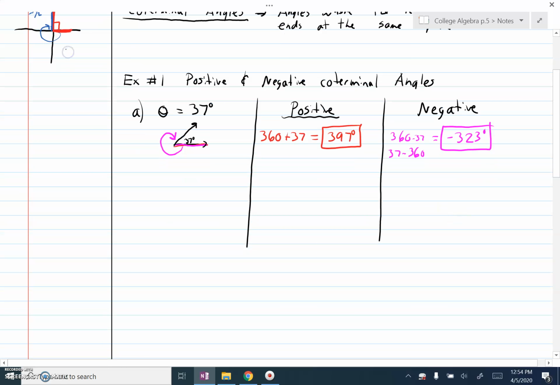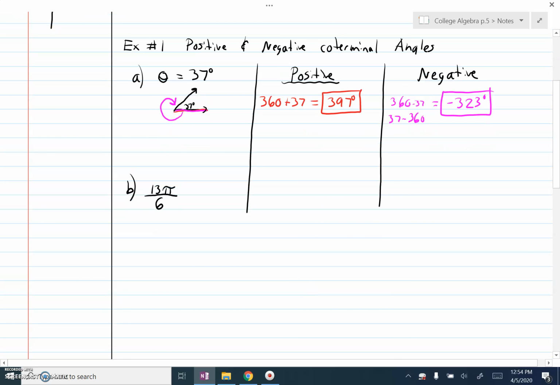So let's say we did this. We'll just do 2 of these examples, because I think you can handle it with just 2. Let's say we had a radians one. Let's pick kind of a hard one. Let's go with 13. That's not 13, that's 11. 13 pi over 6. So the first thing I have to do is figure out where that is. So where is 13 pi over 6?